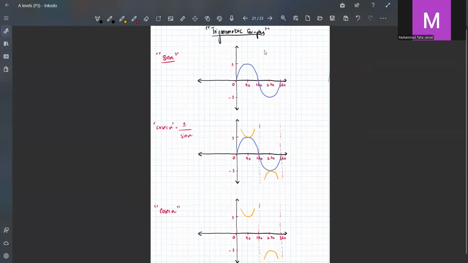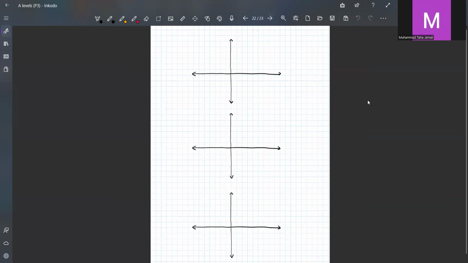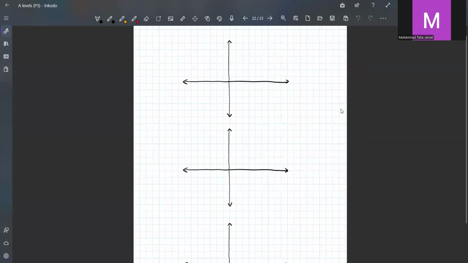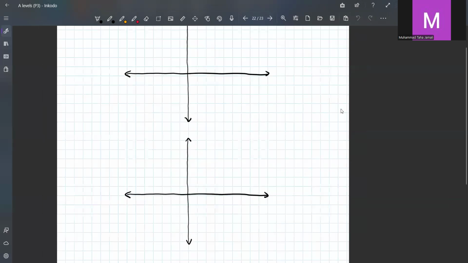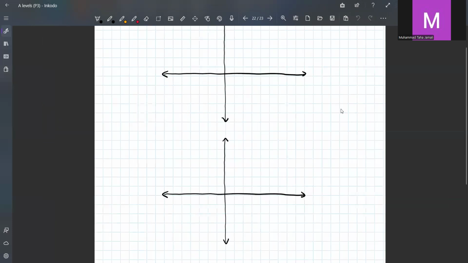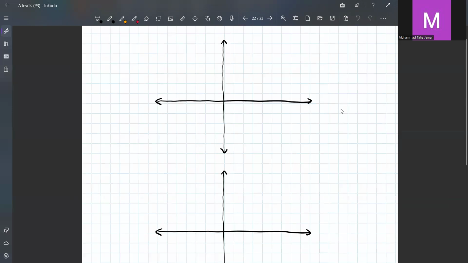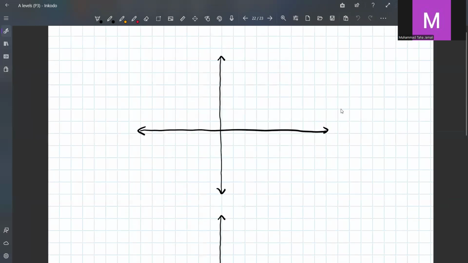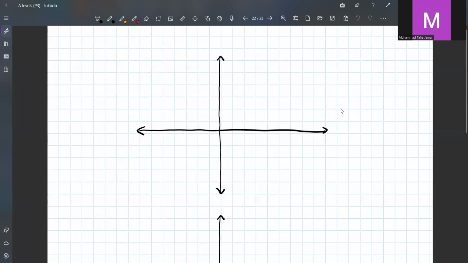Now, similarly, we're going to study the graphs of sec x and cot x as well. So let's just review cos x first, and from that graph, we are going to derive the graph of sec x.